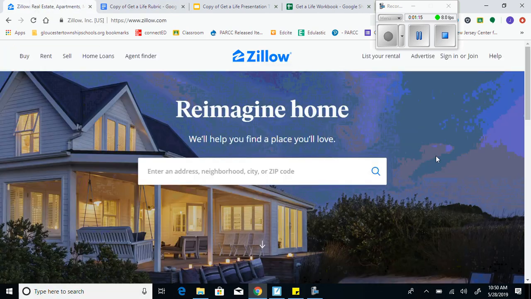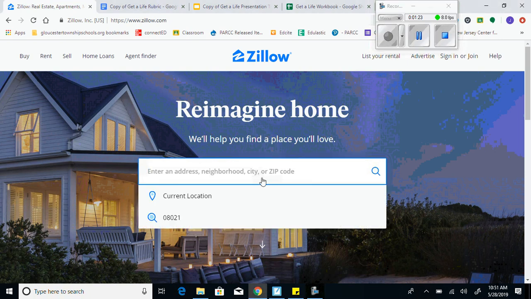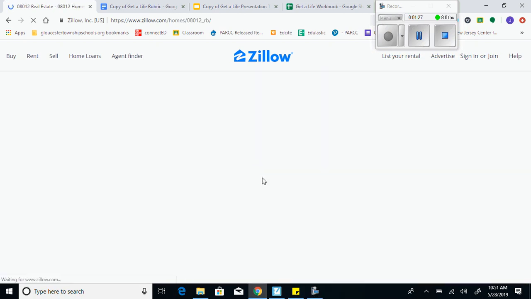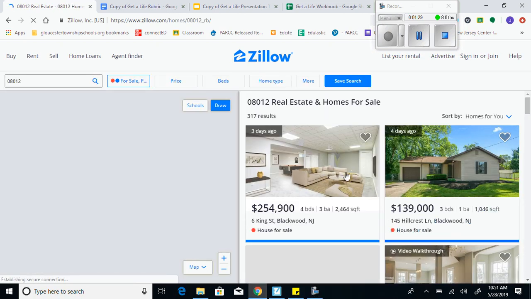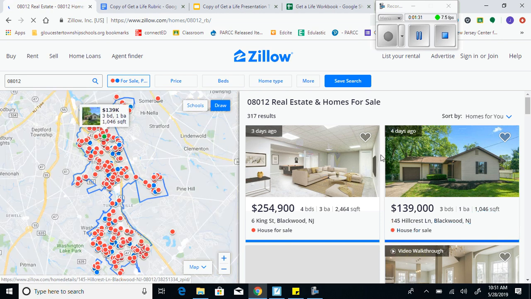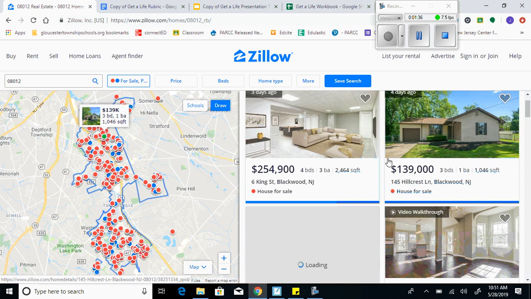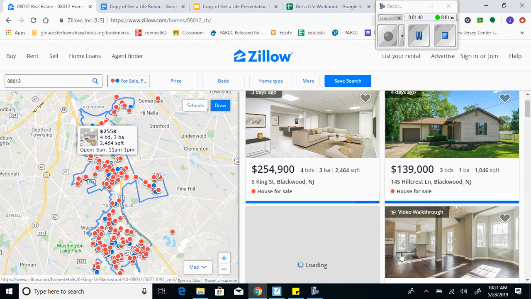So to purchase your home, you are going to go here to Zillow.com. On here I'm going to type in the zip code for our school. I'm going to look for houses in the Blackwood, New Jersey area. Now I know that my net, the amount of money that I bring home in my salary a month, is only $3,000 a month. I also know that I have quite a few other bills on hand.